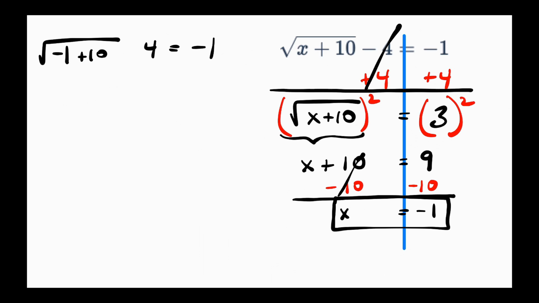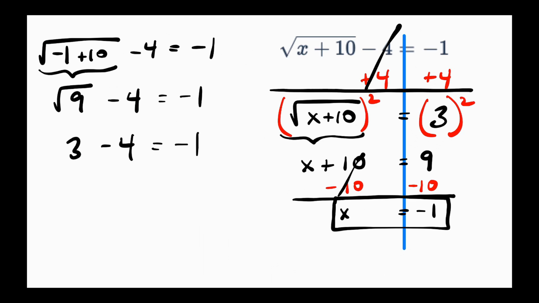-4. Sorry, yep, you're right, -4. Okay. So let's see. In here, I'm going to get the square root of 9 minus 4 equals -1. The square root of 9 is 3. Is that a true statement? Is 3 minus 4 equal to -1? Yep. So blue check, it's verified. The answer does work. It's not extraneous.